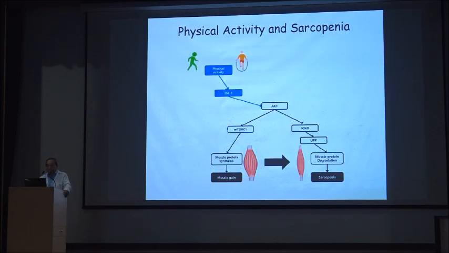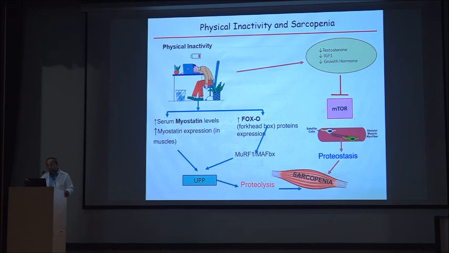Now coming to physical activity and sarcopenia, as we all know, once we indulge in physical activity, insulin-like growth factor is increased, which will stimulate the AKT pathway and lead to muscle synthesis. And if we are not working, this will lead to increased myostatin level and myostatin expression through FOXO protein expression, which will also stimulate the ubiquitin proteasome pathway, leading to proteolysis. And if we are not exercising, then testosterone, insulin-like growth factor and growth factors are also less, so the mTOR pathway will also be inhibited. That will lead to sarcopenia.